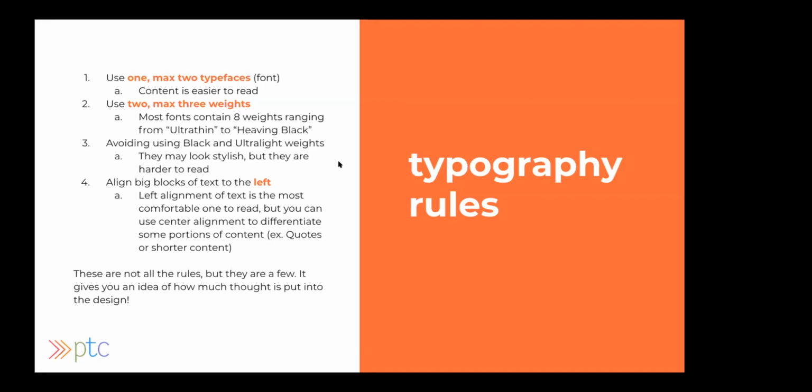The fourth and final rule is align big blocks of text to the left. Left alignment of text is the most comfortable one to read, but you can use center alignment to differentiate some portion of content, for example, with a quote or shorter contents. Avoid using the right alignment in a big part of content, and especially avoid using justified alignment, as it causes different spacing between words, which makes it difficult to read.